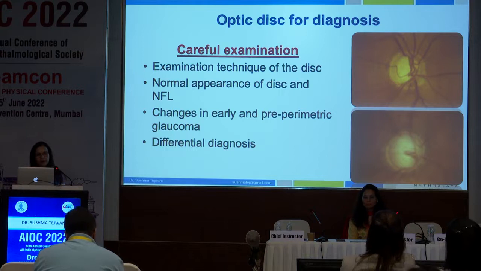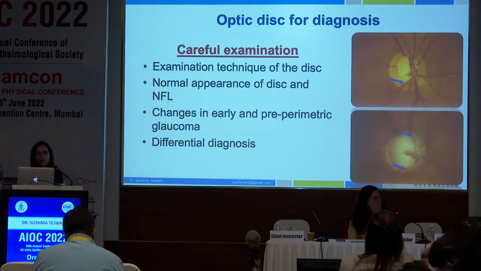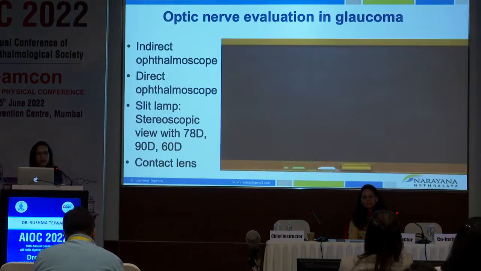what are the changes in early or pre-perimetric glaucoma. So we should be able to diagnose glaucoma, like how on the upper disc you can see there is a loss of inferior rim, rather than the lower stage, because the lower diagram that you see is very evident advanced glaucoma.